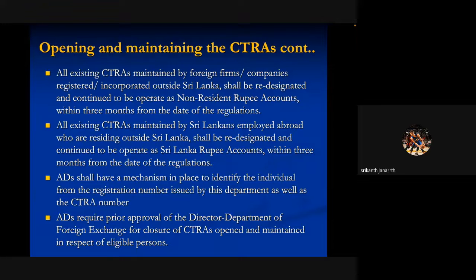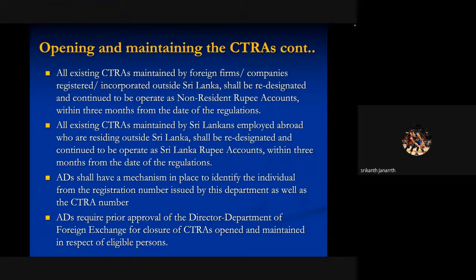Even immigrant other accounts will be categorized as an NRRA. Now, even that NRRA could be opened by a foreign entity having a bank account locally, also designated as NRRA. So that is what the first point is. All existing CTRA maintained by foreign firms, companies registered or incorporated outside Sri Lanka shall be redesignated and continue to be operated as an NRRA. All existing CTRA maintained by Sri Lankans employed abroad.